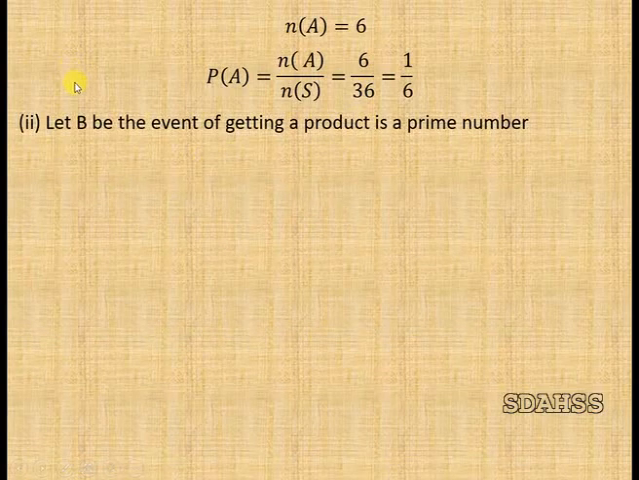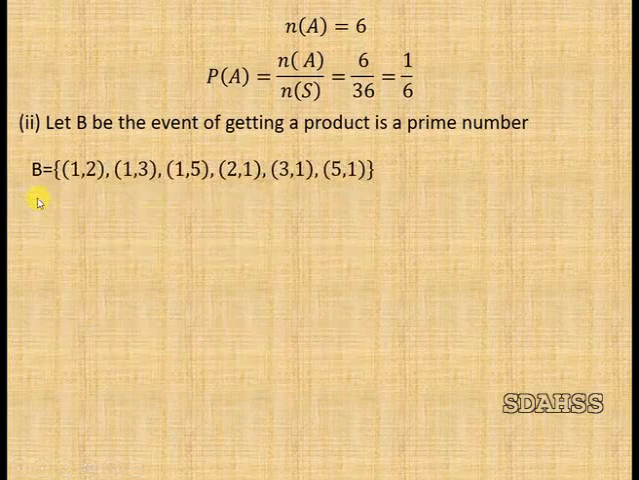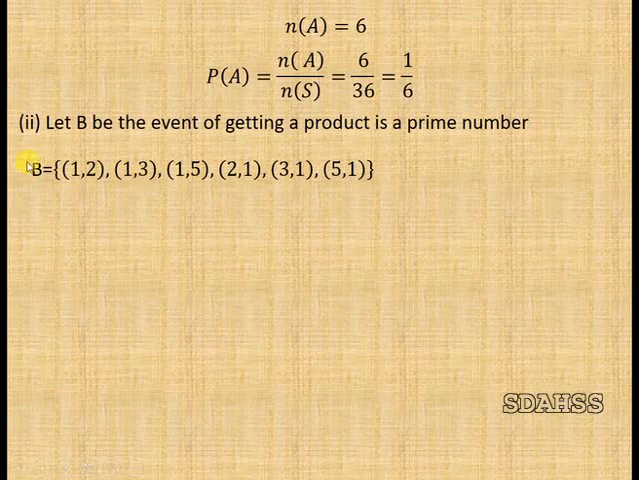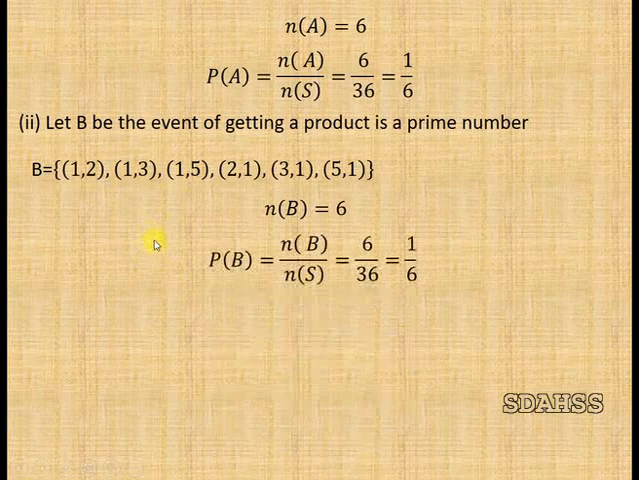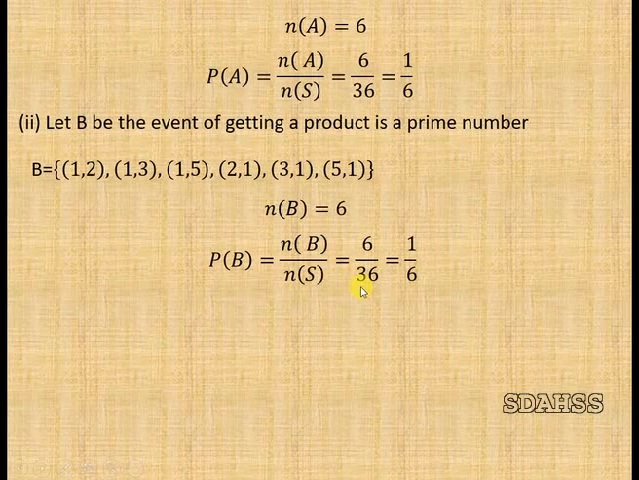Subdivision 2. Let b be the event of getting a product as a prime number. If you multiply, you will get a prime number. So b is equal to the outcomes 1,2; 1,3; 1,5; 2,1; 3,1; 5,1. If you multiply 1 and 2, you get a prime number. So these are the numbers, and n of b is equal to 6. Totally there are 6 outcomes. P of b is equal to n of b by n of s, which is equal to 6 by 36. Cancel the numerator and denominator by 6, so you have 1 by 6.